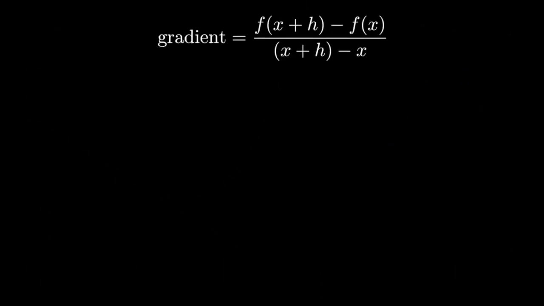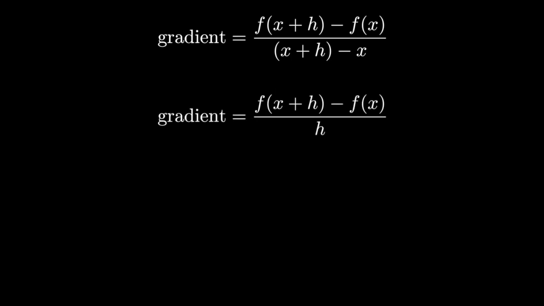If we were to take the gradient of the graph using the points A and B, the gradient of the graph would be equal to f of x plus h minus f of x divided by x plus h minus x. Here h is the small increment and x is the point whose gradient we need to find. If we were to compare this to the simple gradient formula, y2 would be f of x plus h, y1 would be f of x, x2 would be h plus x, and x1 would be x.